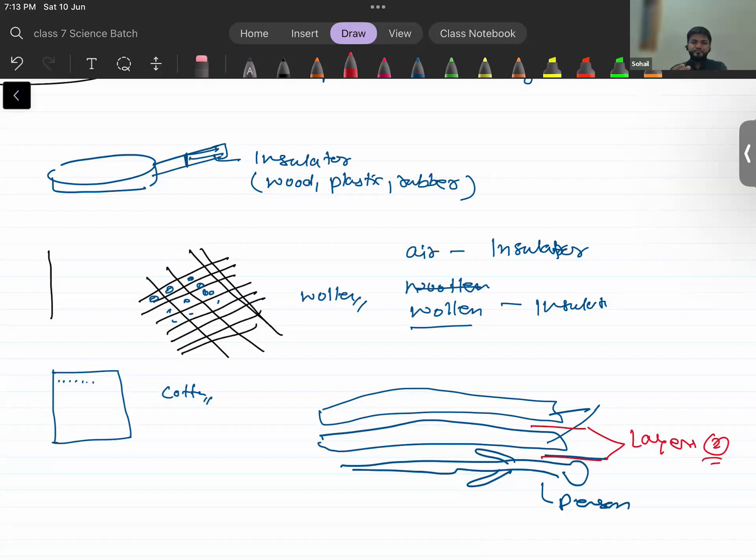Now, the feathers of birds also keep them warm in cold weather due to air trapped in between them, right? So this air has a greater role to play in keeping animals and humans warm during winters, right? Okay.